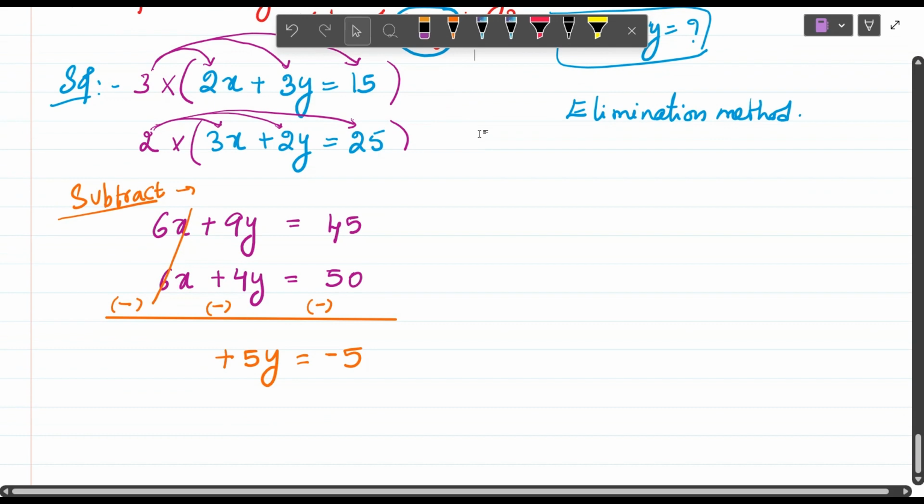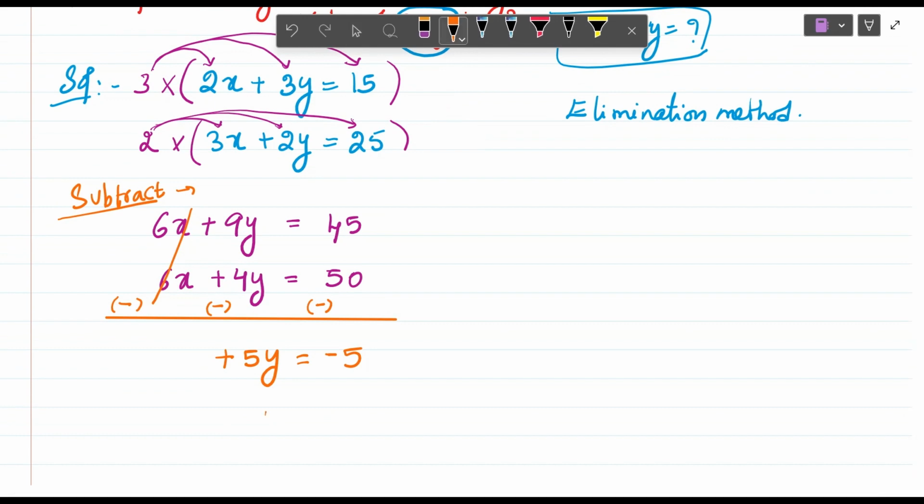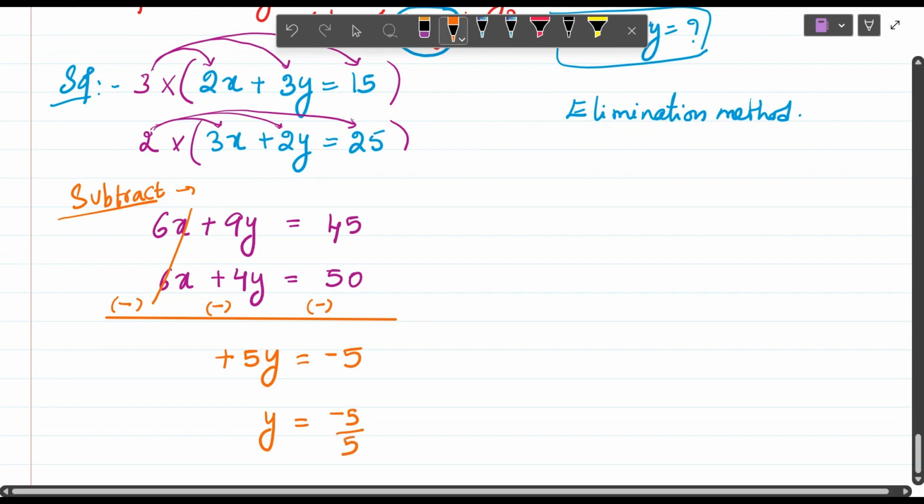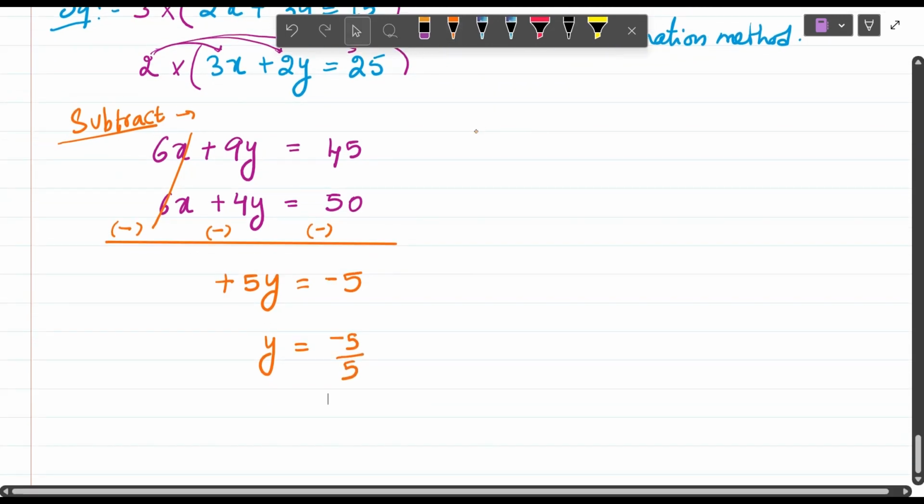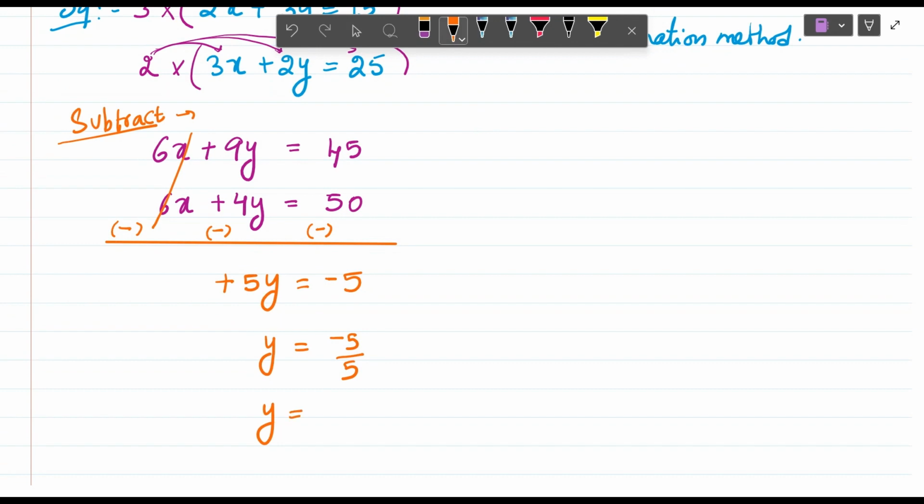So now transpose this 5 towards the RHS. So y is equal to minus 5 divided by 5. Therefore, what will be the value of y, students? So y will be equal to... upon division of different types, divide the numbers, you will get 1. 5 divided by 5 gives 1, and for different types of integers, the result will be a negative integer. Clear? So the answer is minus 1 for y.